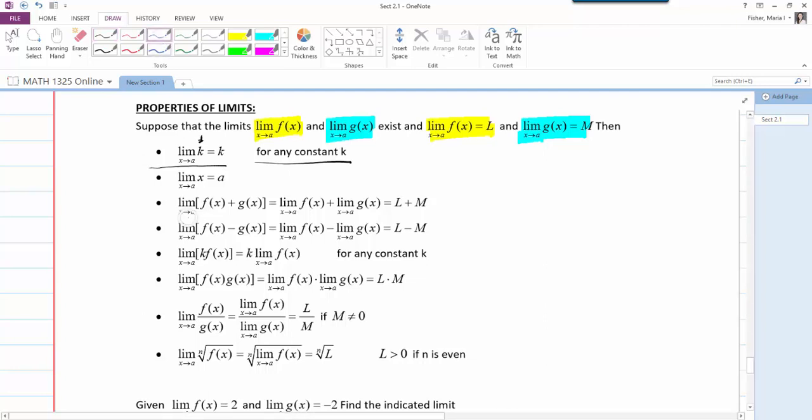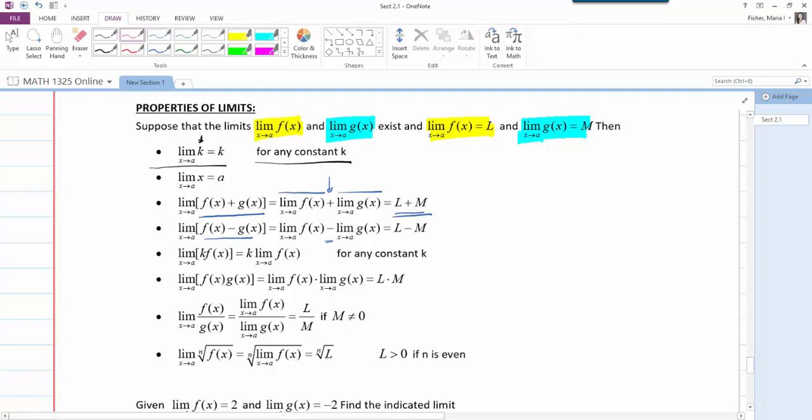Next, the limit as x approaches a of f of x plus g of x is equal to the limit as x approaches a of f of x plus the limit as x approaches a of g of x, or L plus M. This allows us to look at taking the limit a term at a time. The same thing for the next one. The only difference is that now we're looking at subtraction. So the limit as x approaches a of f of x minus g of x is really just equal to the limit as x approaches a of f of x minus the limit as x approaches a of g of x.